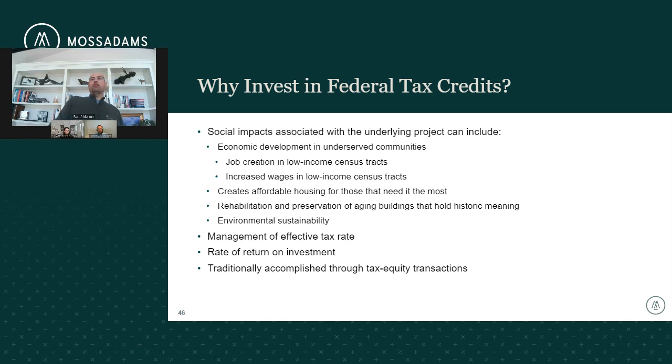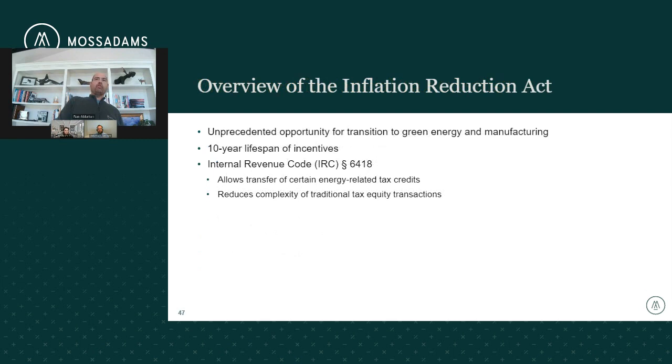Traditionally, investing in federal tax credits required complicated tax equity structures. It required entities to enter into a partnership in order to effectively receive those credits. And that's still true for some of the other credits like the New Markets Tax Credits, historics, or even the low-income housing tax credit. But one of the big changes came about out of the Inflation Reduction Act.